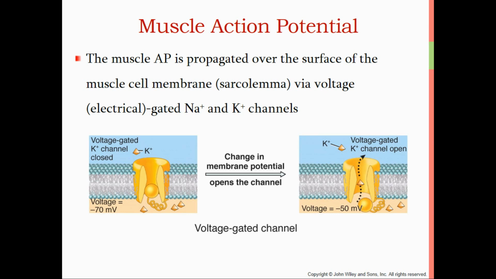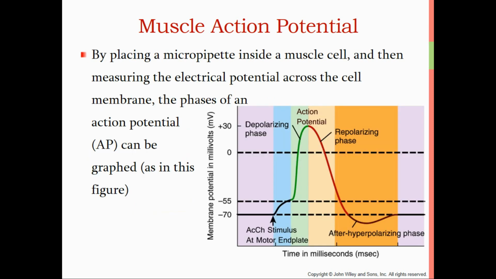And once the muscle reaches the action potential, so we're going to have a graph that shows what that is, then these gates open, and the sodium and potassium gates will open and will allow the potassium to flow through that gate, and that changes the muscle cell and allows it to do its job. By placing a micropipette inside a muscle cell and then measuring the electrical potential across the cell membrane, the phases of an action potential can be graphed in this figure.